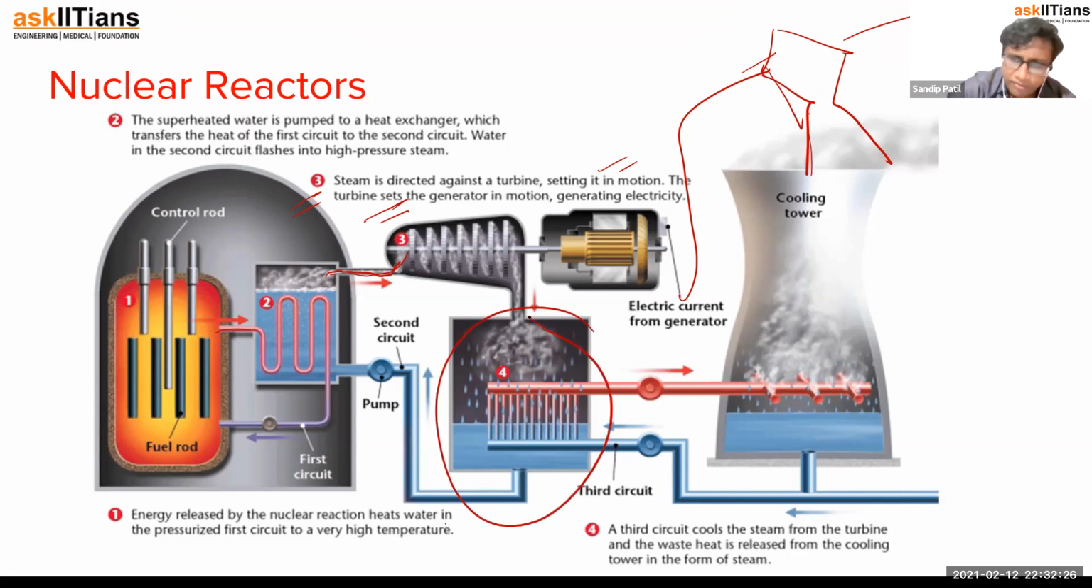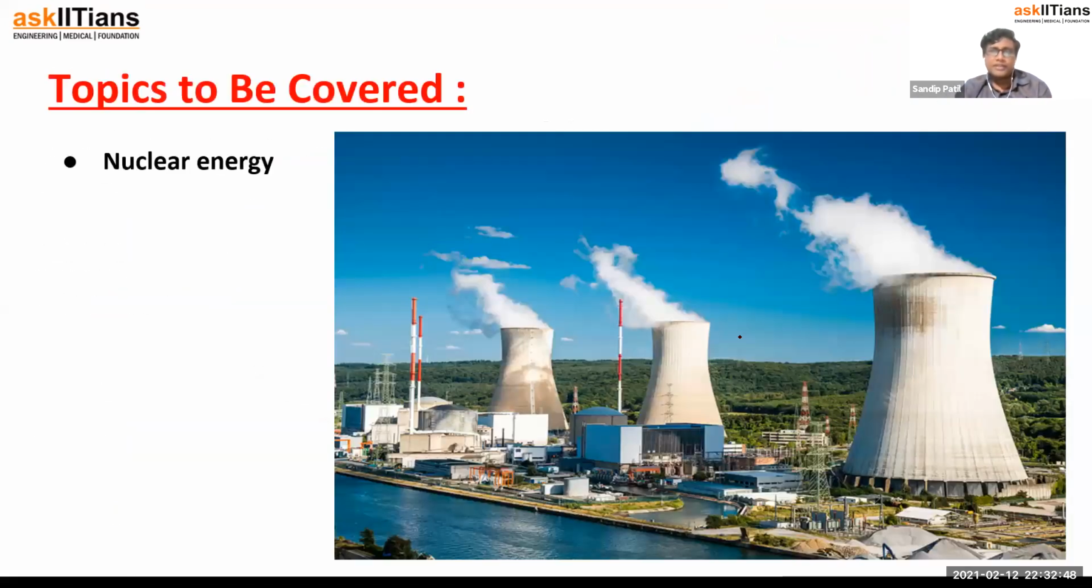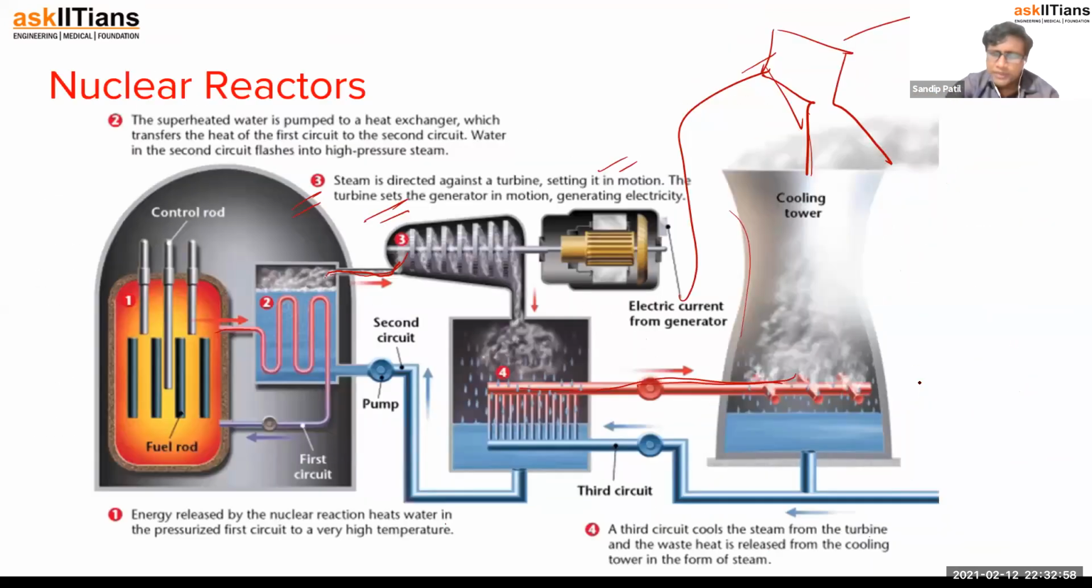Then whatever steam is there, obviously once it has rotated the turbine, it will go on. Here we can say a cooling circuit is there. So the third circuit cools the steam from the turbine, and the waste heat is released from the cooling tower in the form of steam, right? So obviously heat is also going there with the steam. Now that heat we can let pass through this cooling tower. These are very big towers, right? So all the waste heat is given out in the form of steam from this cooling tower. And obviously it also cools, and it becomes water again. Water we can take back to the original reservoir, like this. Okay, so this is how nuclear reactors work.